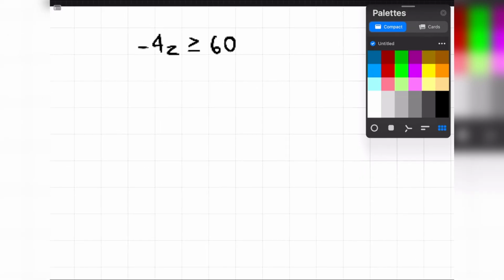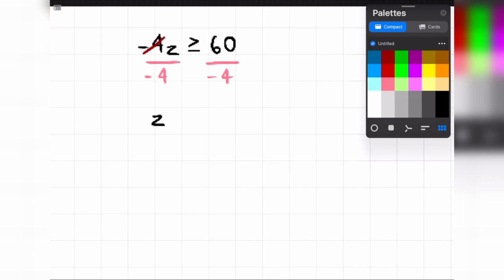Now here, the first step you need to do is to isolate the z. You want this by itself, otherwise you can't really do it, right? The first step is to divide by -4. Why? Because you want to get the z by itself, as I just said. So when you divide by -4, the 4 up here cancels out, and then you're left with just the z.